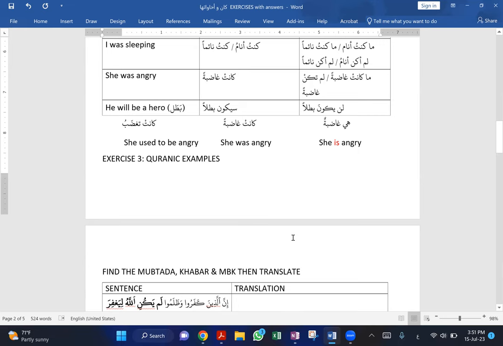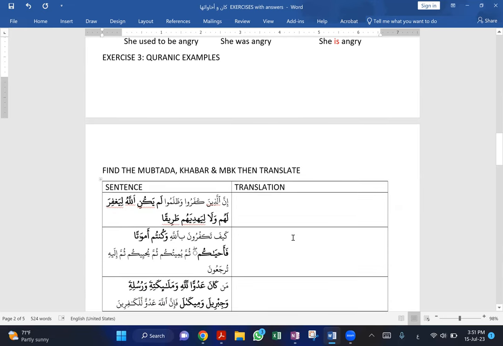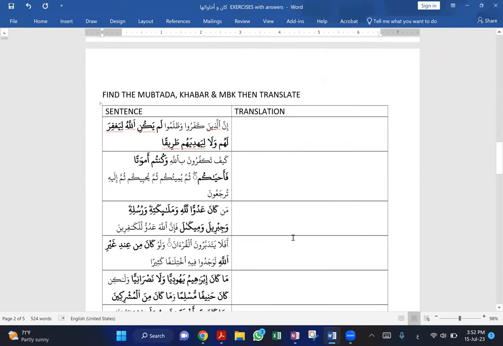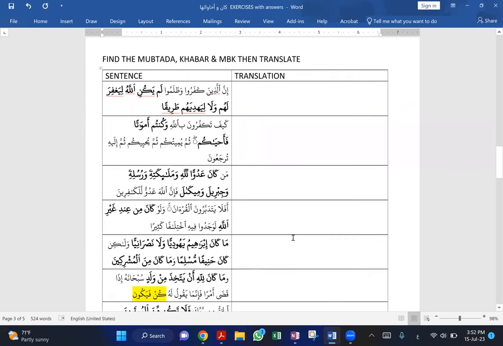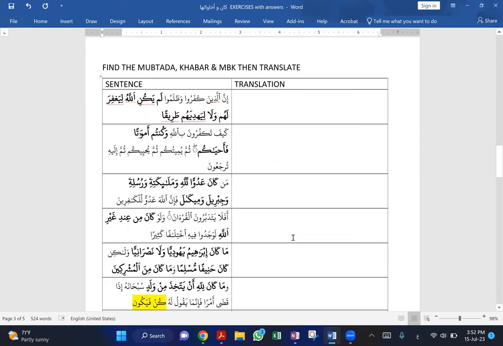Great. So now let's look at some Quran and see how it's been used there. We have a bunch of kana; if you open the Quran, in just one page you'll see several kana. It's a very widely used word, very common. I just got a couple of examples. I want to keep it very simple, so we're going to identify the mubtada, the khabar, and the muta'alliq bil khabar, if it's there, and then we can try to translate the kana portion. I tried to find relatively diverse examples.